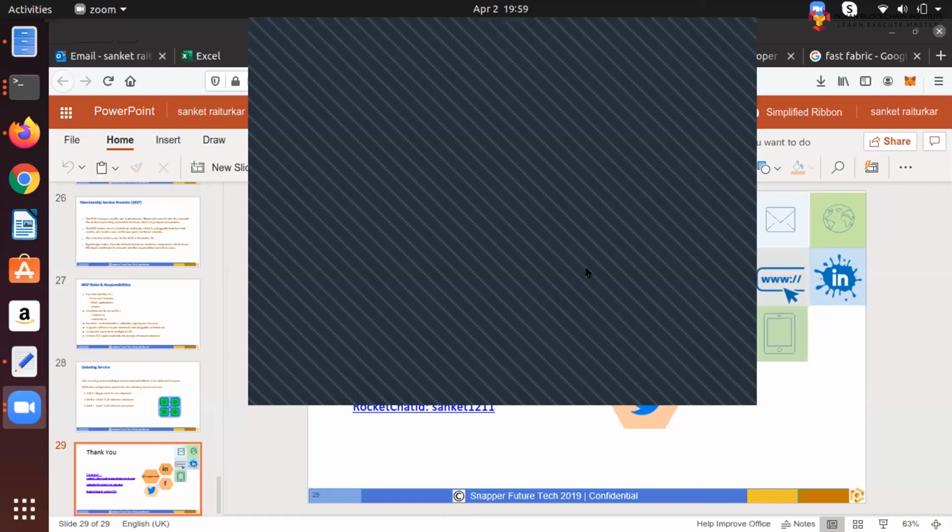Is it possible without Docker? Without Docker Swarm? Yeah, natively you can run, but I haven't tried it.